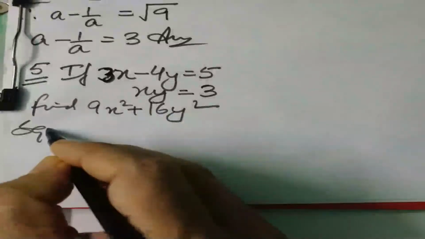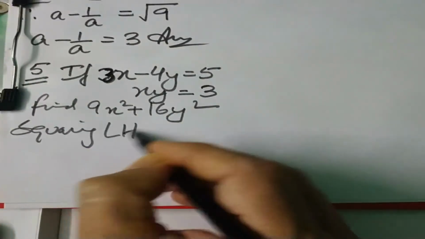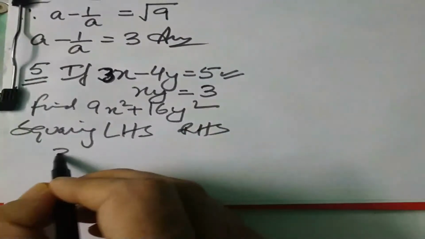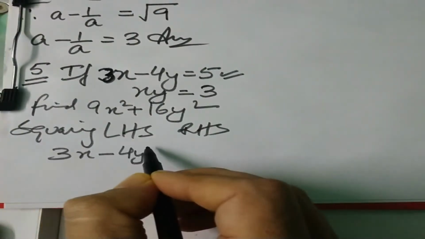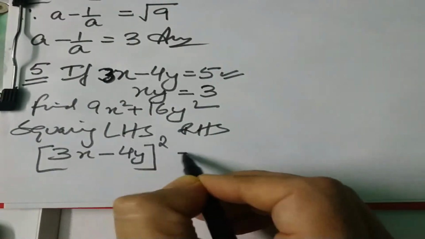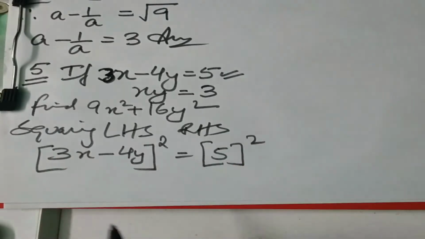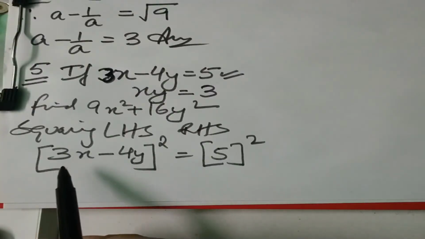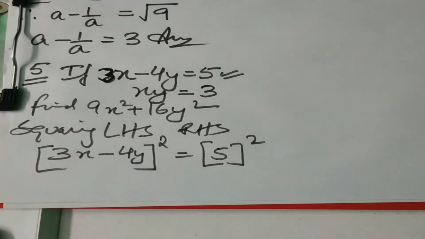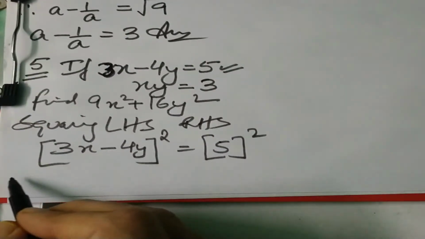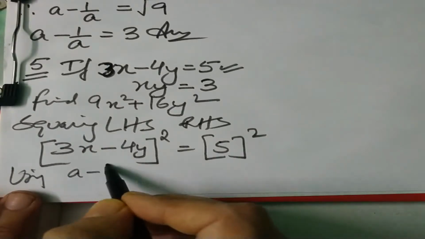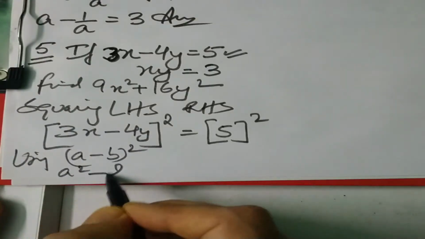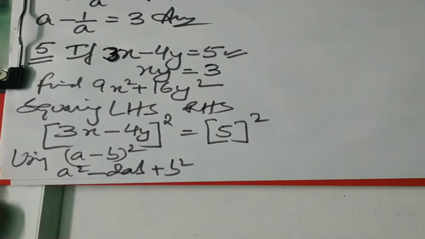So again I have to do squaring, left hand side and the right hand side of this expression. So 3x minus 4y I will do square, and 5 also I will do square. So squaring left hand side, squaring right hand side. When you do square of the left hand side, you have to do square of right side also, and it will be solved by using the formula (a minus b) square. So what is (a minus b) square? It is a square minus 2ab plus b square.